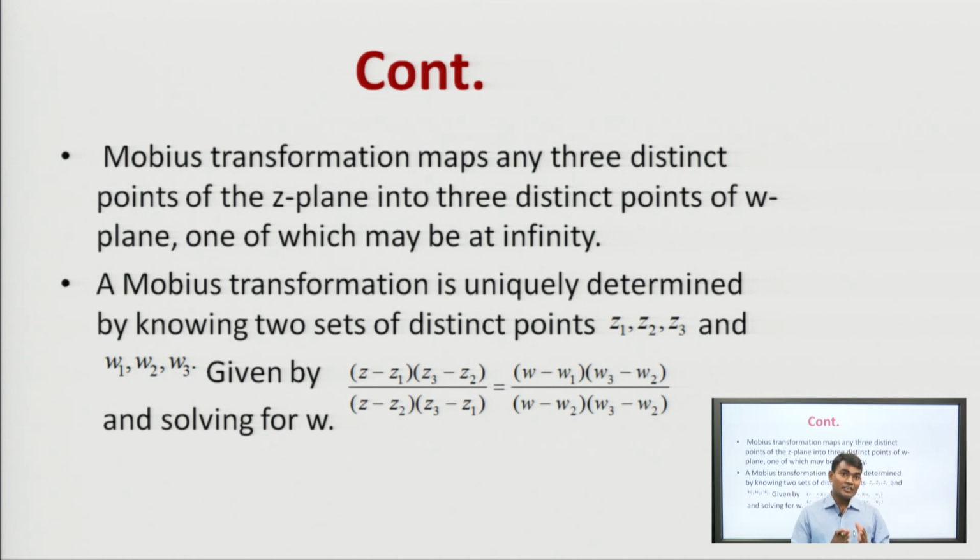So, in the last point we have written, a Mobius transformation is uniquely determined by knowing the 2 sets of points z1, z2, z3 and w1, w2, w3, and the relation is given by this cross ratio. This is known as the cross ratio: (z minus z1)(z3 minus z2) upon (z minus z2)(z3 minus z1) is equal to (w minus w1)(w3 minus w2) upon (w minus w2)(w3 minus w1).